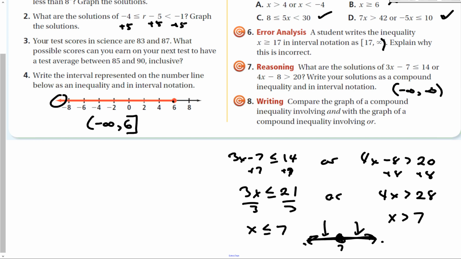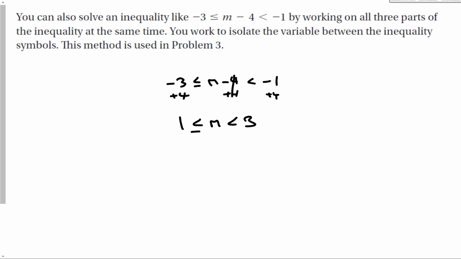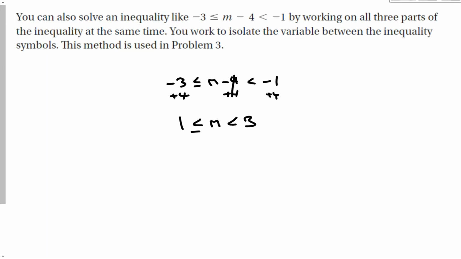All real numbers. Pretty ugly infinity. I'm not good at drawing them. I'm sorry. Okay. Compare the graph of a compound inequality "and" with the graph of a compound inequality "or." Graphs with a compound inequality "and" usually overlap. However, you have to be careful, because if we were to change this problem to an "or" inequality, since this one was going this way and this one was going this way, the solution would be all real numbers, from negative infinity to positive infinity.